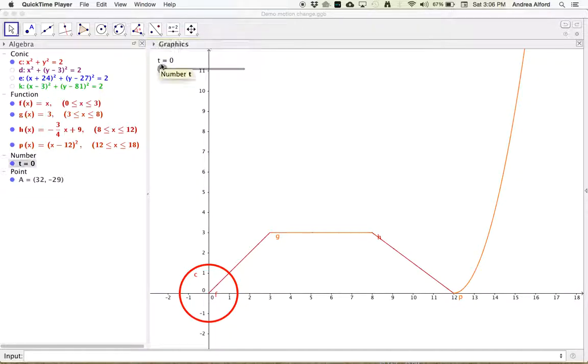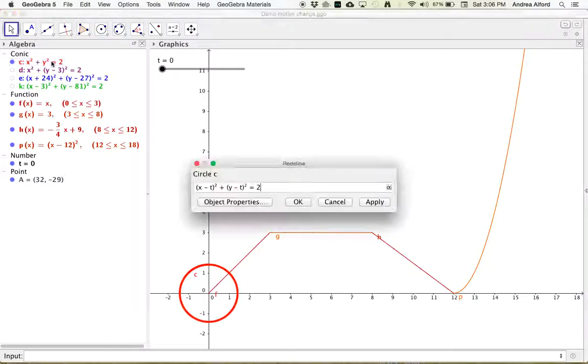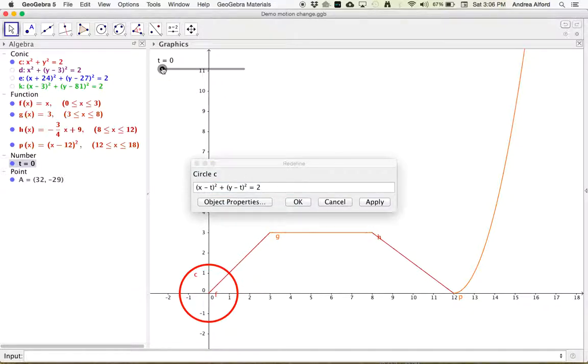So the first thing I did then was I put in a slider. I set my slider to go for 20 seconds. I started with my first circle here. If we look at my first circle, I wanted it to move on the line with slope equal to 1. So you can see that's what it does.